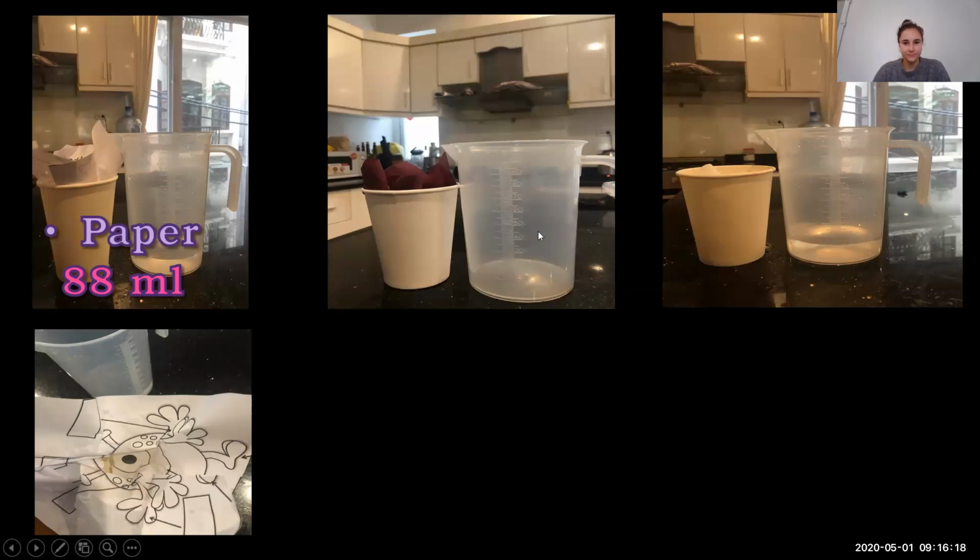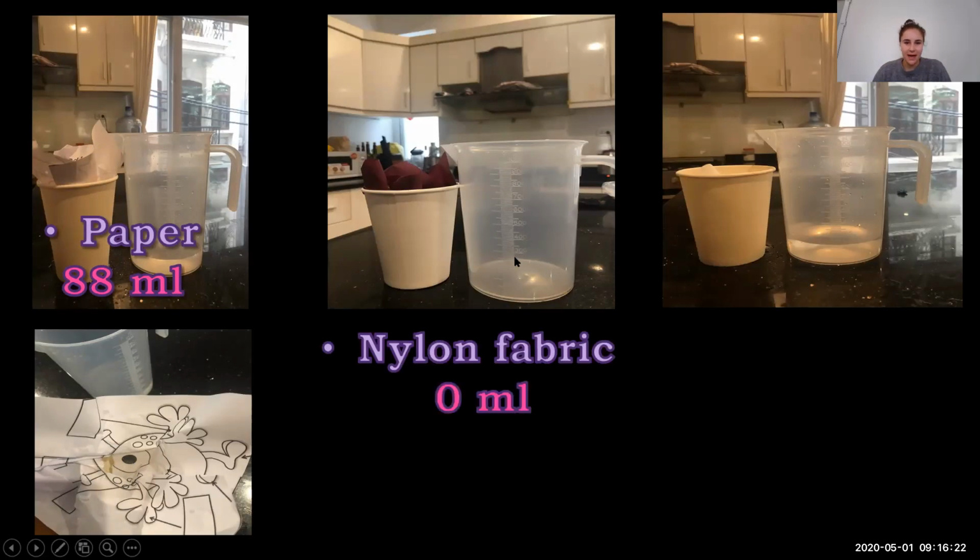Okay, the next one was the nylon fabric. Okay, we watched the video, and 0 milliliters. So there was no water. Okay, the water was still in the cup, in the nylon. Okay, and the last one was the tissue. Okay, the tissue, 98 milliliters came out of the tissue. So almost all of the water that we poured in came straight out, and the tissue broke. As soon as I poured the water in, the tissue broke. So the tissue was not very waterproof.